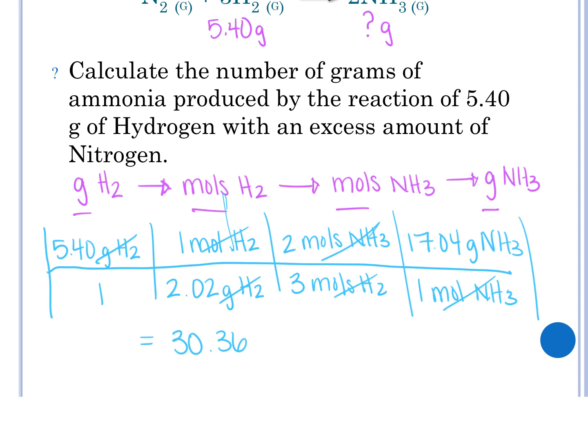And the good news, sig figs shouldn't be terrible when it comes to these. How many are in 5.40? 3. Okay, 3. How about 2.02? 3. The whole numbers don't count. So then over here, 17.04. More than 3. So what should your answer have? 3. Okay, so what would we round this to? Okay, so we get 30.4, and what's your unit? Grams of ammonia.